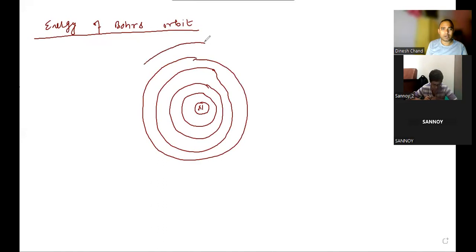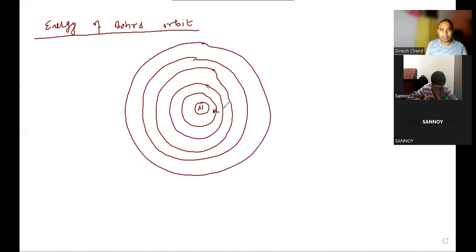Suppose this is the Bohr's orbit which I have mentioned. This orbit is the K orbit, L orbit, M orbit, N orbit, and O orbit. Now we need to find out the value of the energy of these orbits. Is the orbit energy increasing on moving away from the nucleus, or getting decreased? What is happening? Sir, away from the nucleus the energy level is increasing, and near the nucleus the energy level is decreasing.